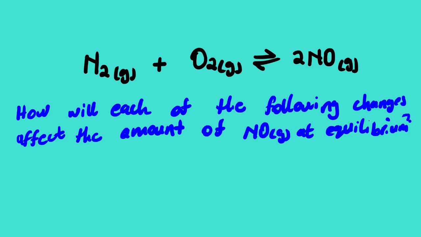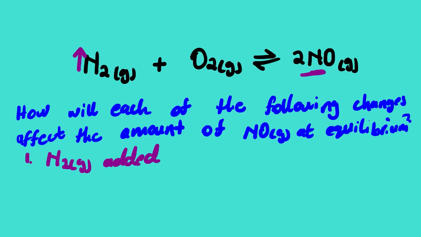Normally, the question would be structured in this manner. How will each of the following changes affect the amount of NO in gas phase at equilibrium? So we can see that NO is actually the product. So we want to know how this will be affected if we do the following changes. The first change, N2 gas is added. So what happens if we increase this? Remember that once we increase this, it means that we are dealing with concentration as our factor in this case.